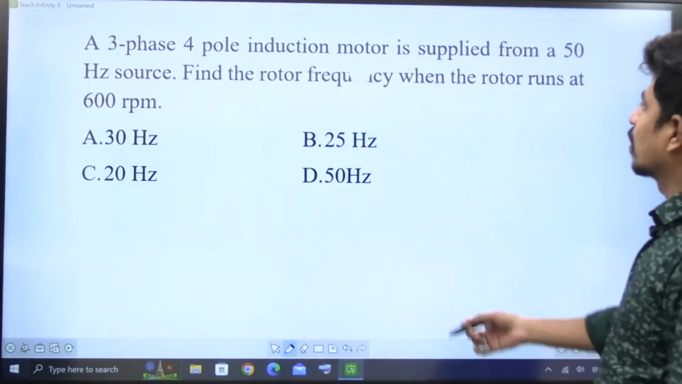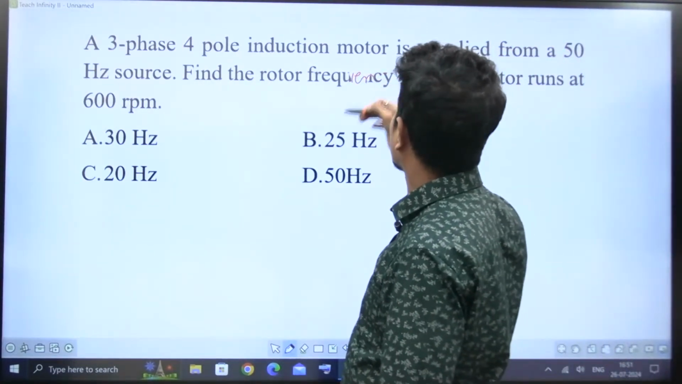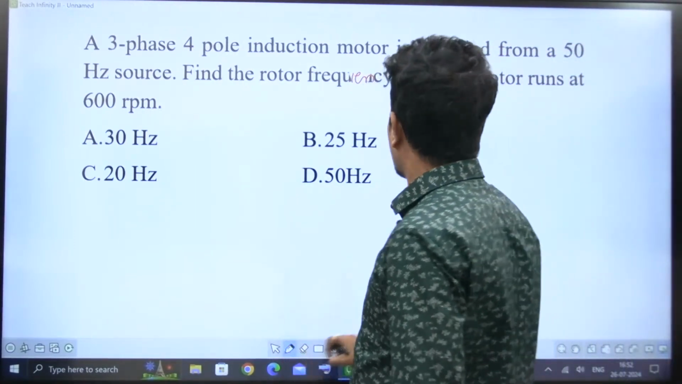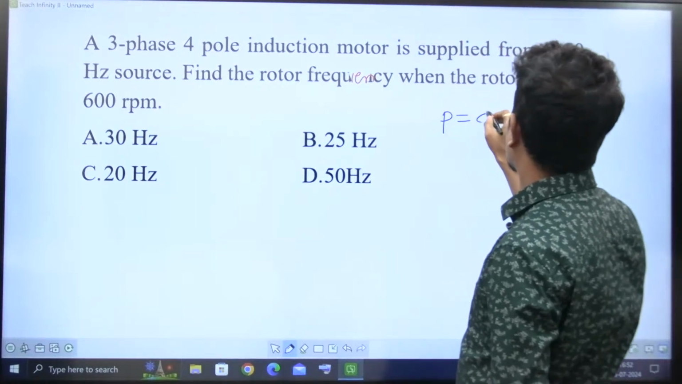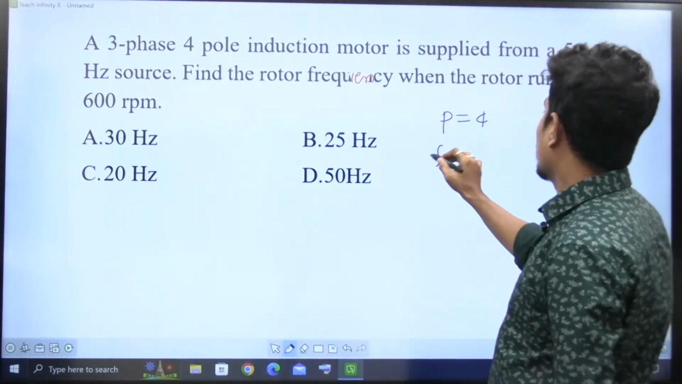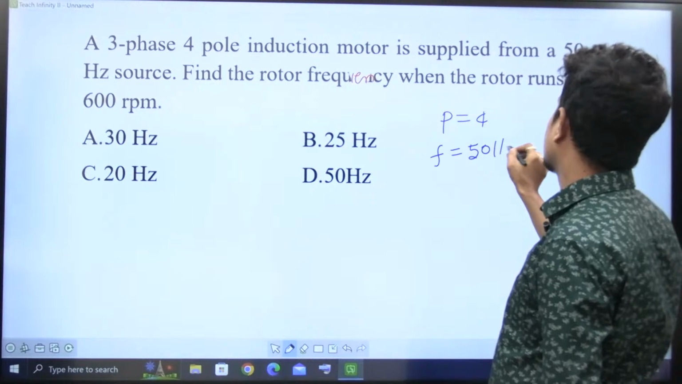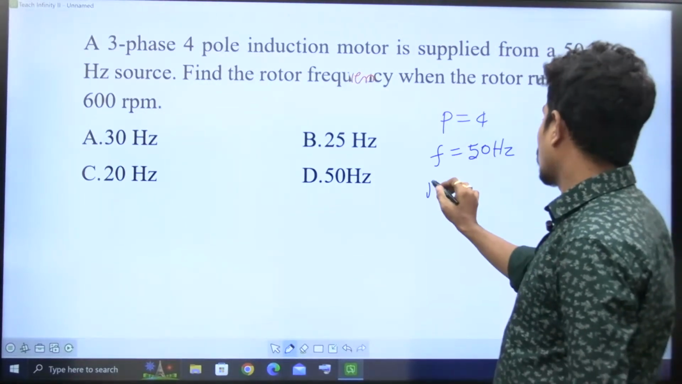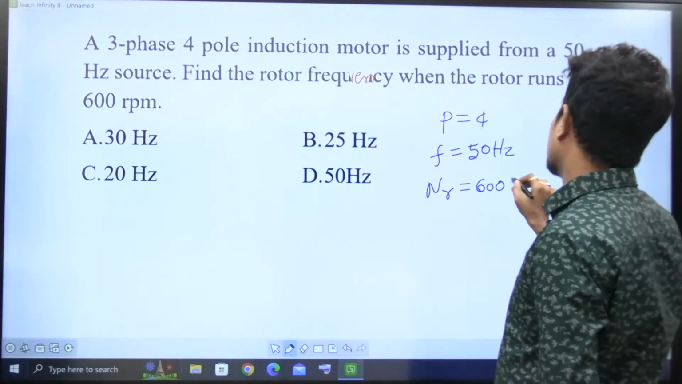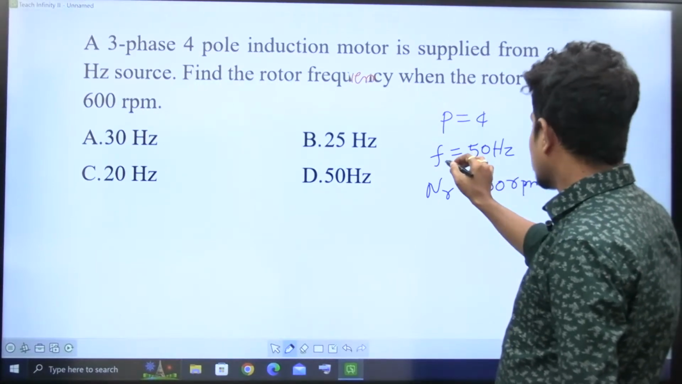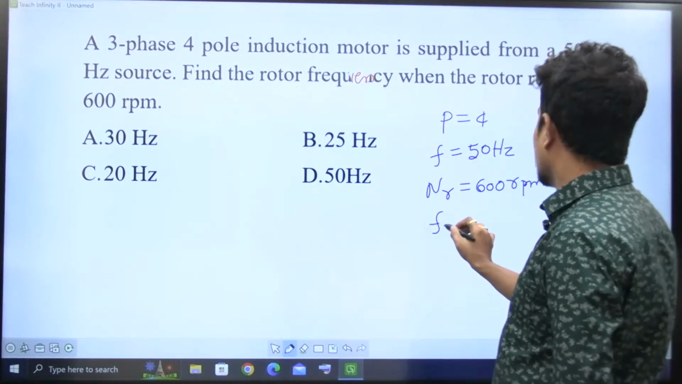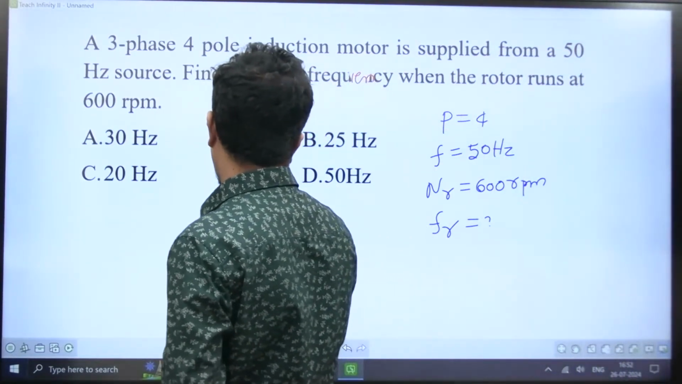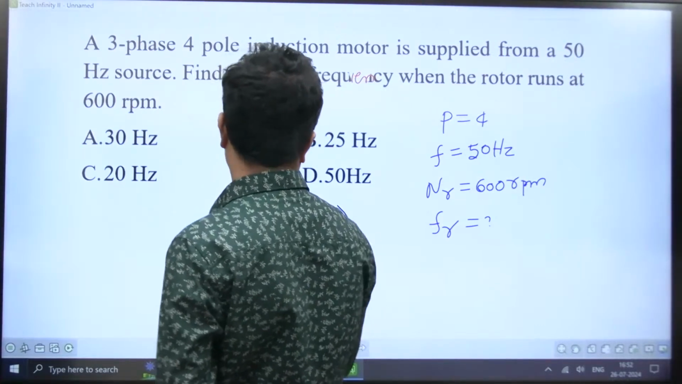Let's go for the next question. A 3-phase 4-pole induction motor, P is equal to 4, is supplied from a 50 Hz source, F is equal to 50 hertz. Find the rotor frequency when the rotor runs at 600 rpm. So rotor speed is 600 rpm. This is the supply frequency. It is asking for FR. FR is equal to dash. We know that NR is equal to NS into 1 minus S, where S is the slip.